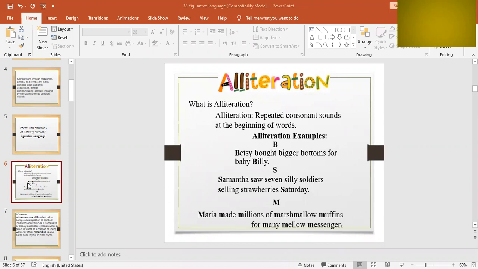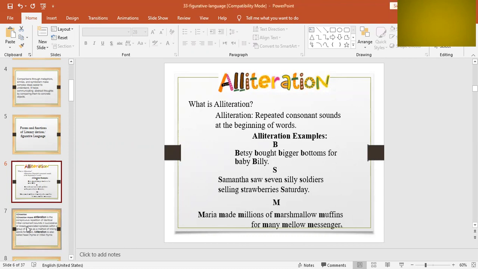Now at slide 6, the alliteration. The first literary device we are discussing is alliteration. And what is alliteration? As I said in the previous recording, it is a matter of repeating the same consonants at the beginning of words in a certain context.